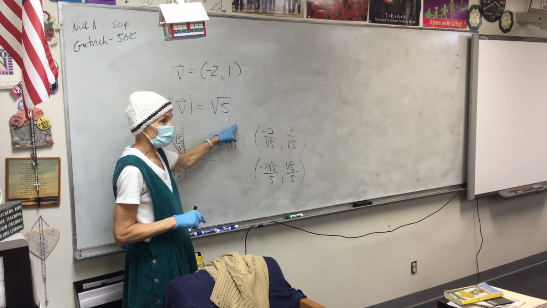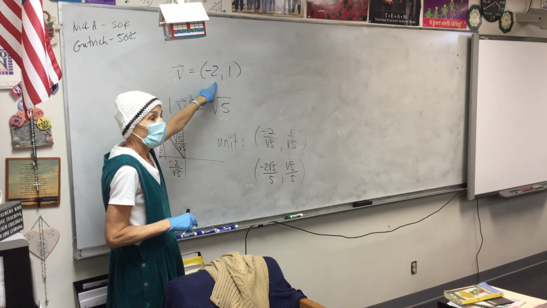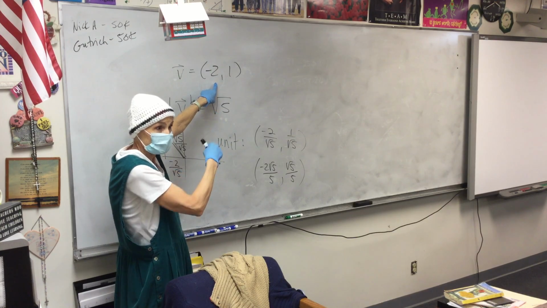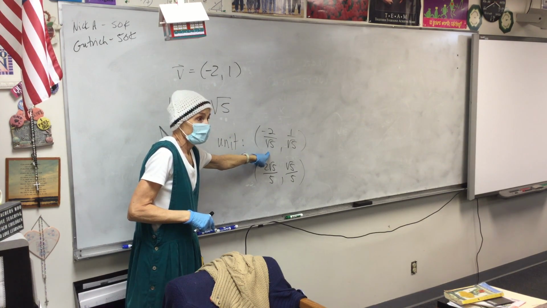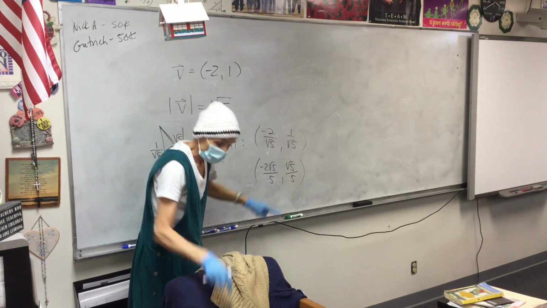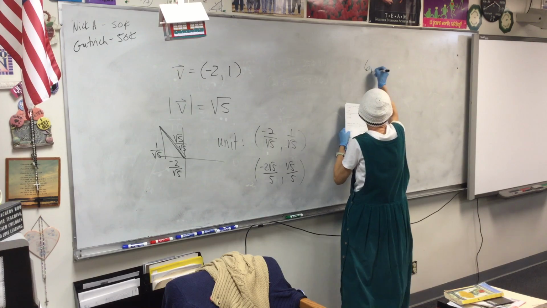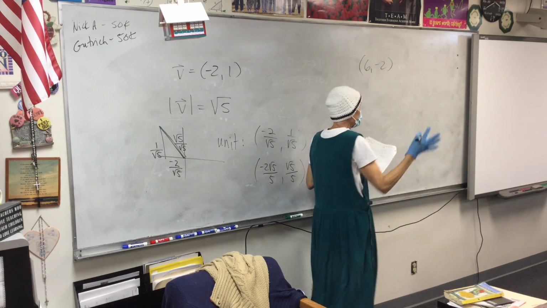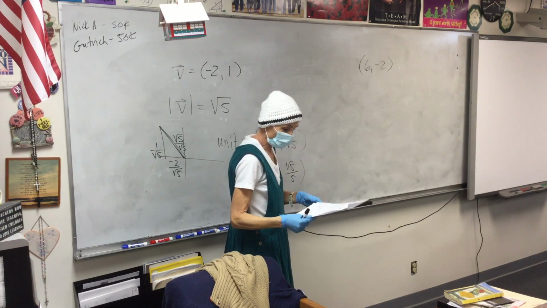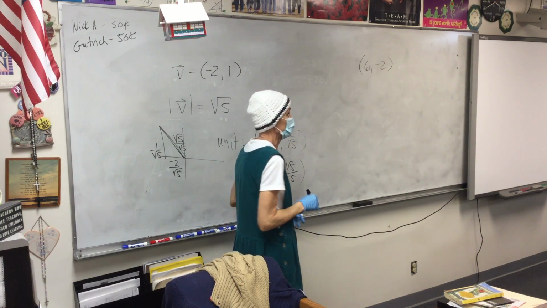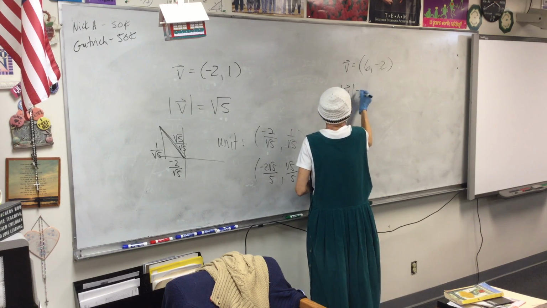And then what did I do? Once I got the magnitude, I took the original two numbers, the x and the y of the original, and divided them by that magnitude. So when we see problem B, and it's exactly the same problem, it says find a unit vector, what is the first thing you're going to do? You're going to find the magnitude of this vector.